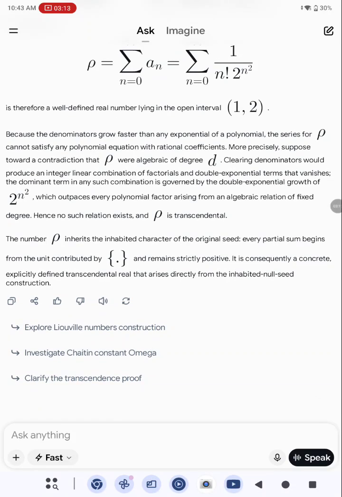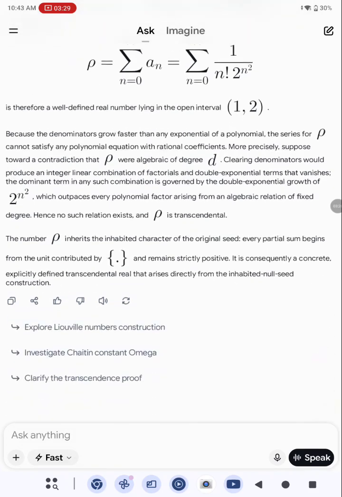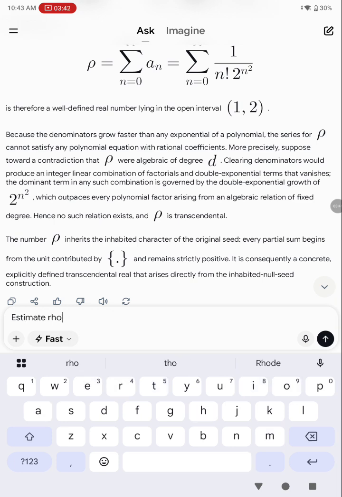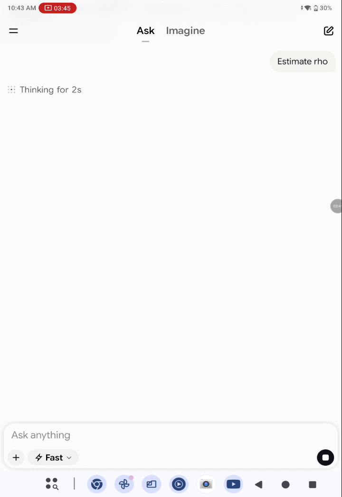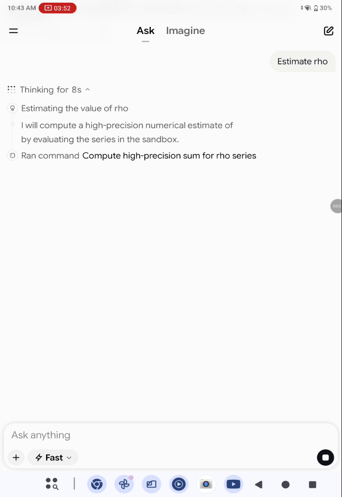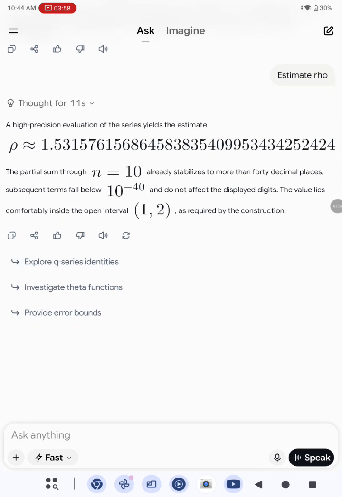Because the denominators grow faster than any exponential of a polynomial, the series for rho cannot satisfy any polynomial with rational coefficients. More precisely, suppose... Okay. And rho is, so we found something called rho. It is transcendental. The number rho inherits the inhabited character. So like, estimate rho. It's a new transcendental. It's going to do a high precision numerical estimate. 1.531576.